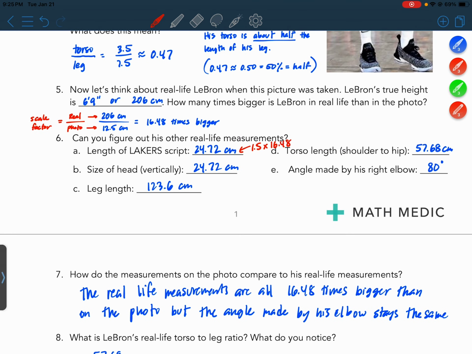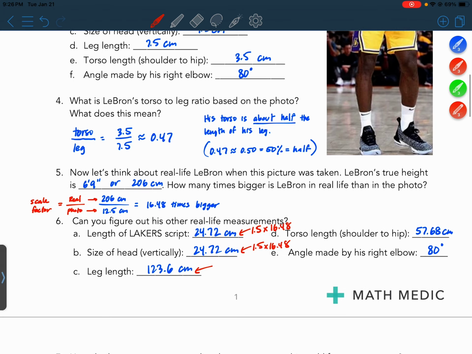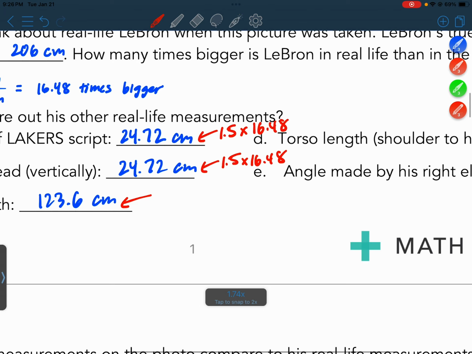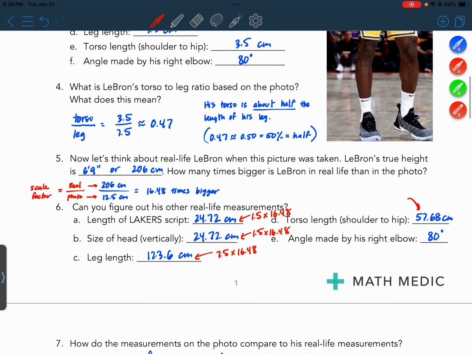The way I got the size of his head was to do the same thing. Take the measurement that I got from the photo, so I got 1.5, yours might have been something different, and then multiply it by that scale factor, 16.48. For his leg, I had 7.5, so this would have been 7.5 times 16.48. The torso, that would have been 3.5 times 16.48.